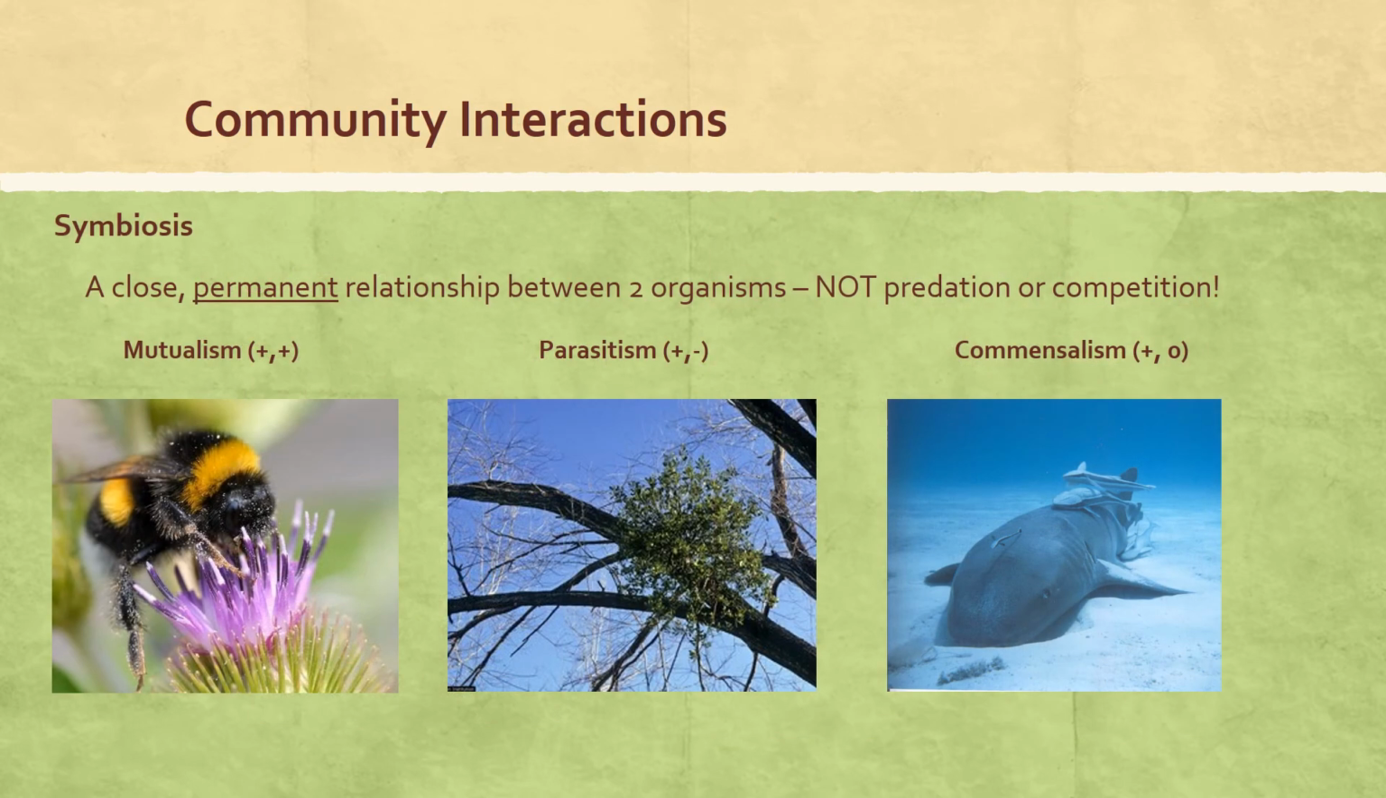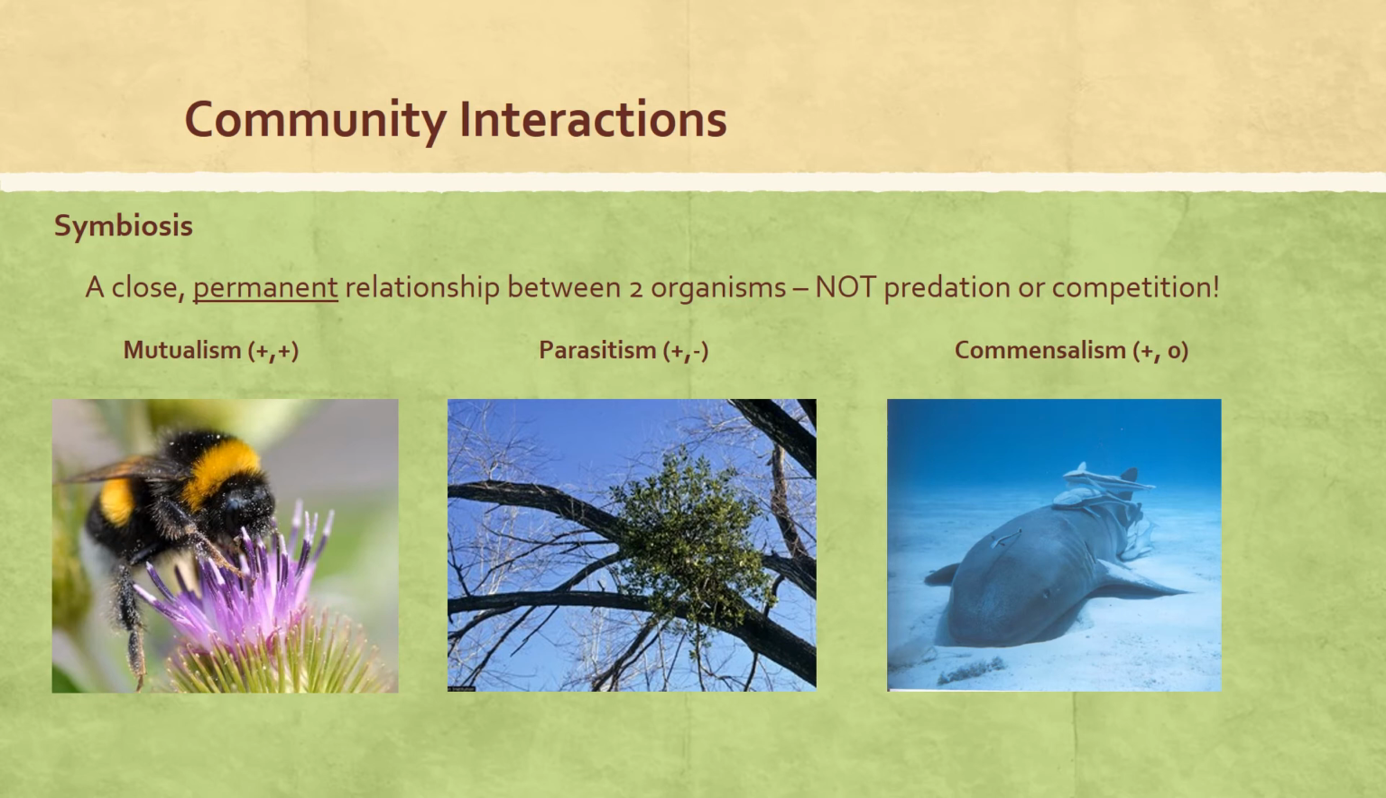Symbiosis. Symbiosis is a close, permanent relationship between two organisms. It is not predation or competition, and there's three types. There's mutualism, parasitism, and commensalism. So mutualism is where both organisms are benefiting.